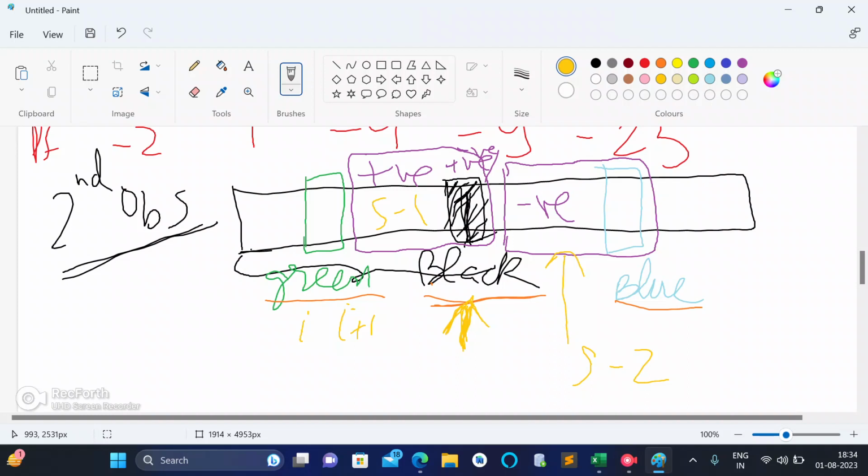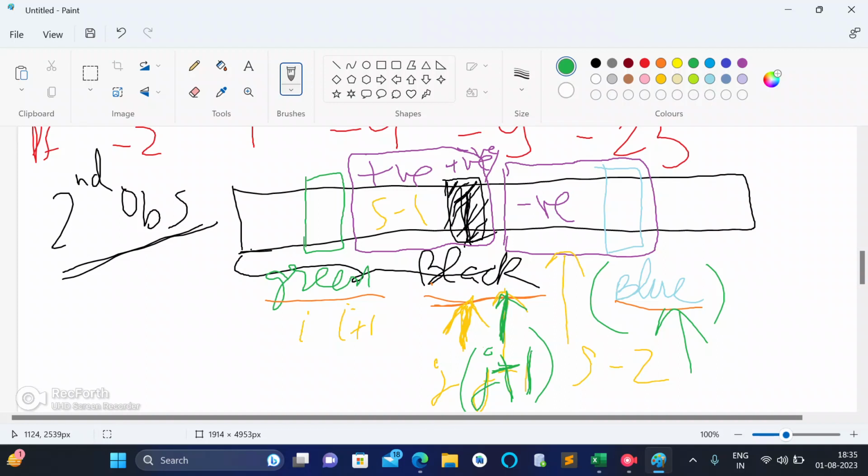Let's now consider section 2. In section 2, I am not considering black. If black is at, let's say, the jth position, I am considering the j plus 1th position till the blue position. From the j plus 1th position till the blue position.